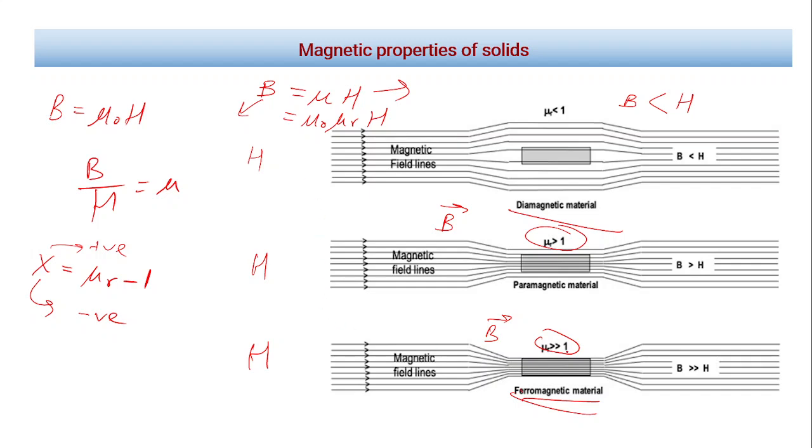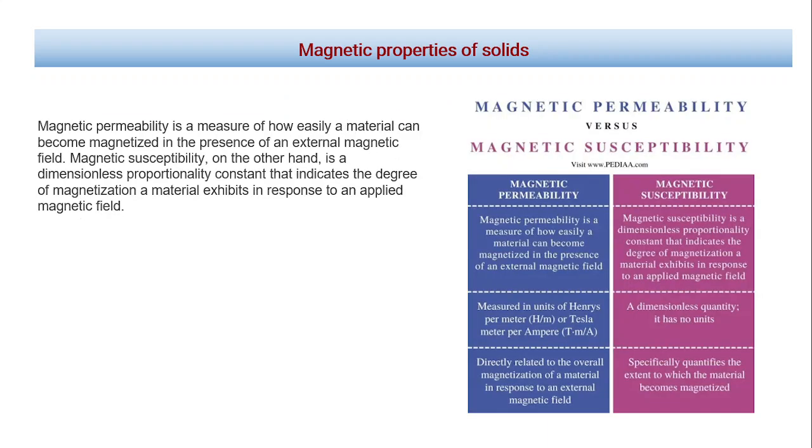And then when permeability is an even higher value, the susceptibility will be positive, as well as have a very high value that shows its readiness, how easily it will get magnetized. Okay, so this was about susceptibility and permeability. This is just the difference.